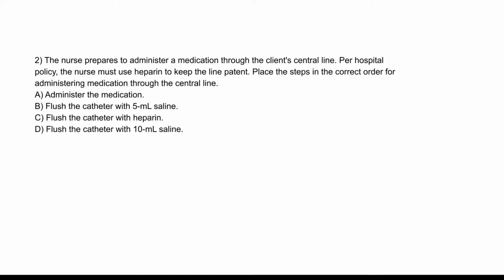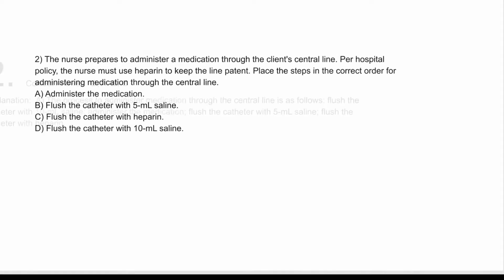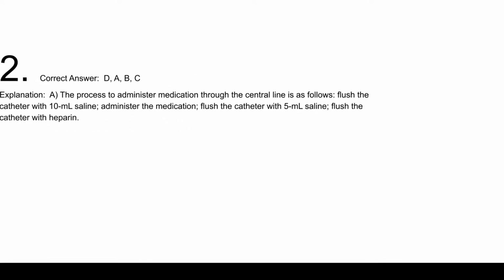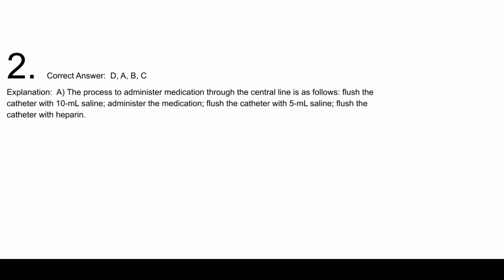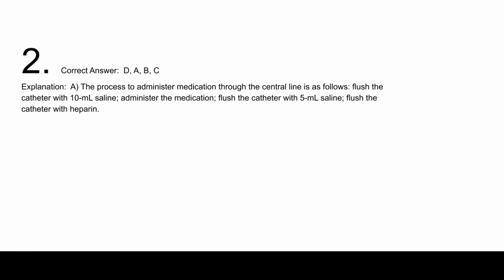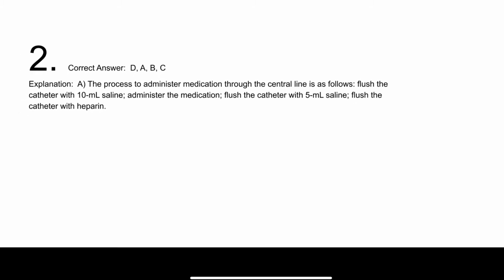Correct answer, D, A, B, and C. Explanation. The process to administer medication through the central line is as follows. Flush the catheter with 10 ml saline. Administer the medication. Flush the catheter with 5 ml saline. Flush the catheter with heparin.